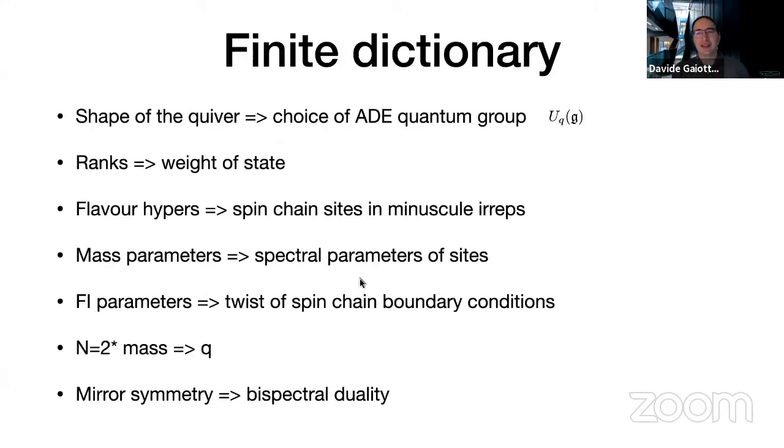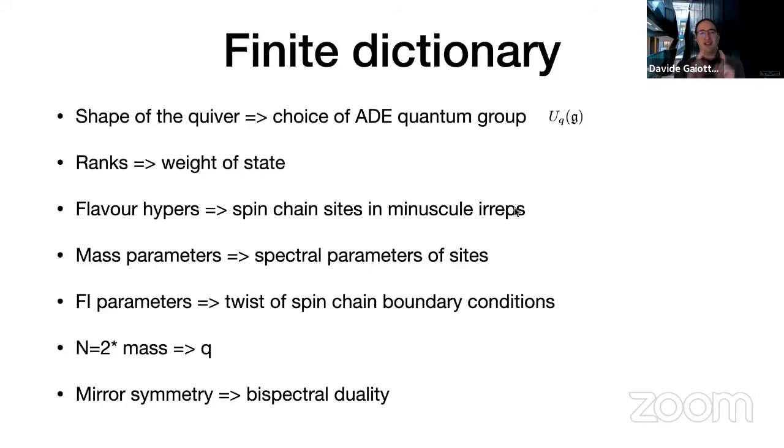Okay. Now let me review briefly the dictionary of the gauge/Bethe correspondence. So as I said, the shape of the quiver, the Dynkin diagram the quiver is modeled on, tells you which quantum group controls the spin chain. So it determines the algebra inside the quantum group that is defining the quantum group. The ranks of the gauge group control the weight of the state in the spin chain. The number and locations of the fundamental flavors in the quiver control which representations you have at each site of the spin chain. And their masses control something called the inhomogeneity parameter at each site.